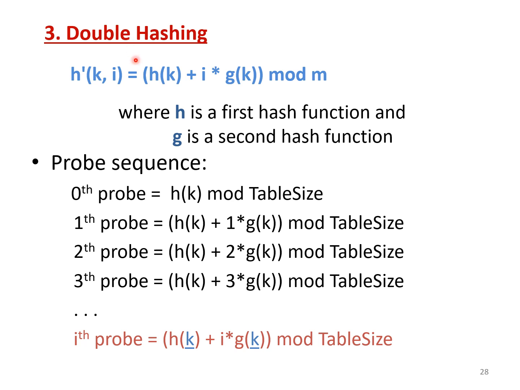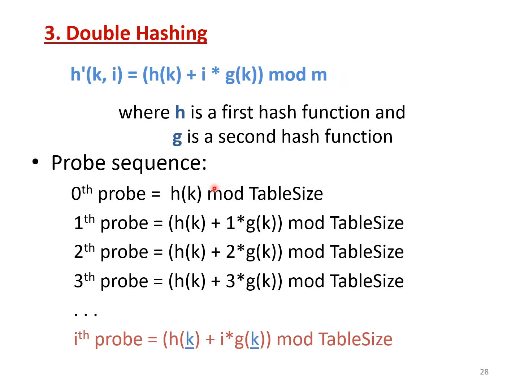The third type of probing technique for closed hashing and open addressing is double hashing. Double hashing uses two hash functions, that is h is the hash function and g is a second hash function. The general form is h dash of k comma i equal to h of k plus i into g of k mod m, where m is the table size.